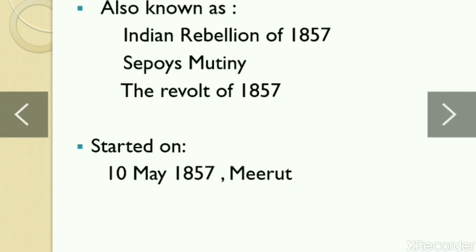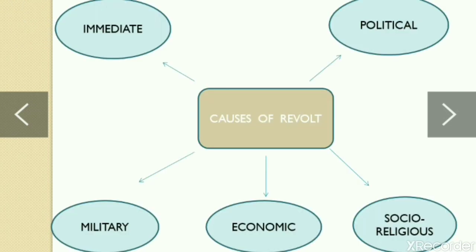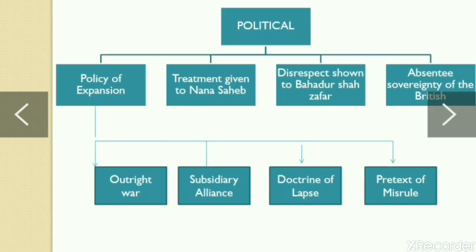But actually, the culmination, meaning the resentment or anger of the people against the Britishers, had been forming for many years and for various reasons. Now, these reasons can broadly be classified into various parts such as political cause, social religious cause, economic cause, military cause, and immediate cause. Now, one by one, we'll be taking these causes.